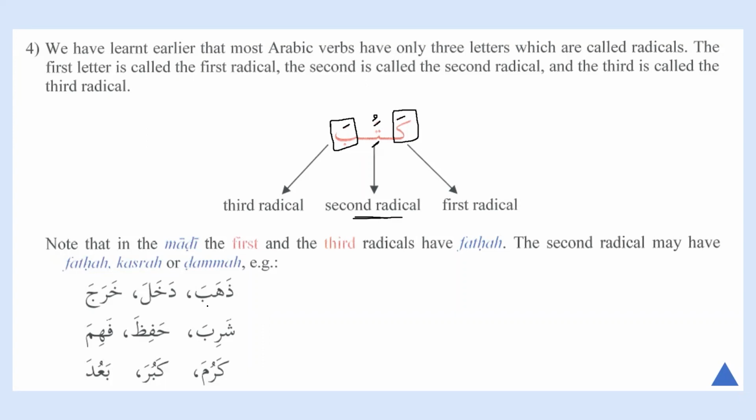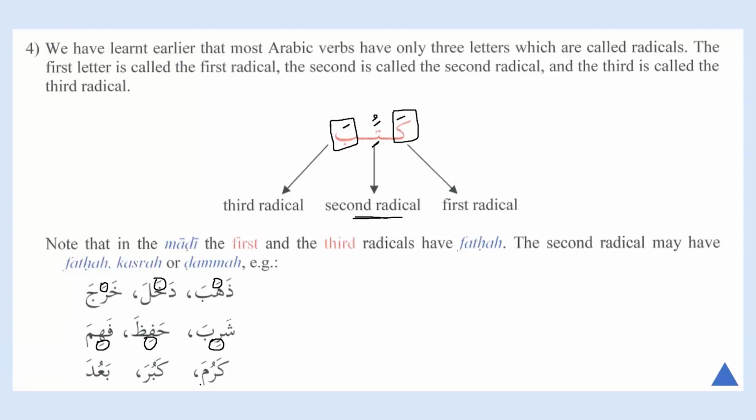And we can see some more examples over here. For example, dhahaba, dakhala, kharaja. Dhahaba, he went, dakhala, he entered, and kharaja, he left. Now we can see here that the second letter has fatha. And this is one of the most common forms of the verb. However, there is a possibility that the second root letter can have kasra. For example, shariba, he drank, hafidha, he memorized, and fahima, he understood. Now we can see over here that the second root letter can have kasra.